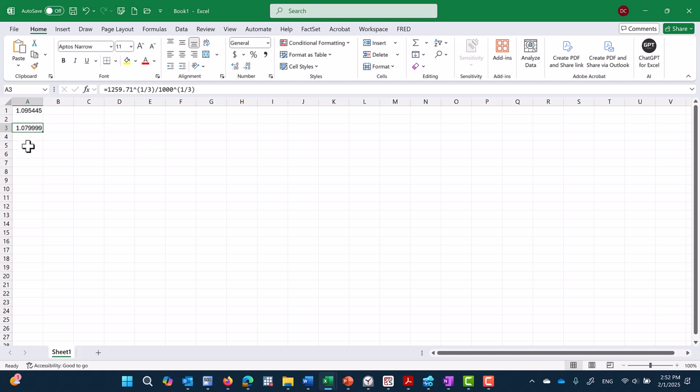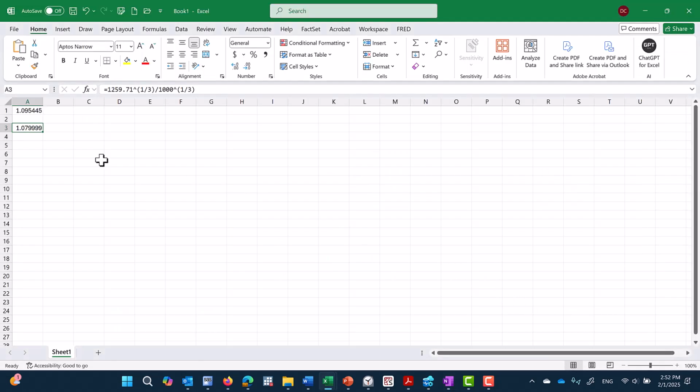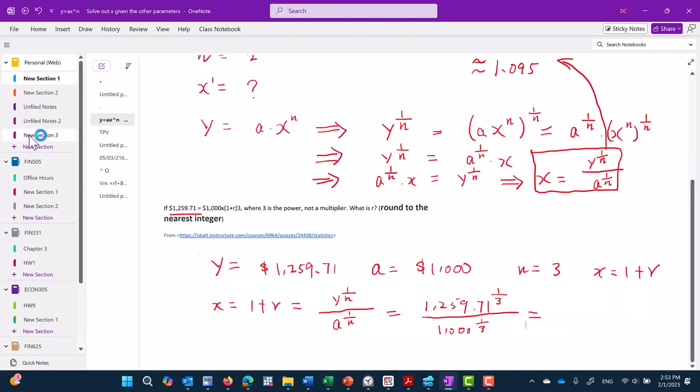If we keep two decimal places, right? Because the equation says that we need to round to nearest integer, but r is the interest rate, right? So in terms of the decimal points, we actually should keep 2, right? Because eventually r will be in the form of an interest rate. So this will be equal to 1.08, right? 1.08. So that's going to be my answer here.